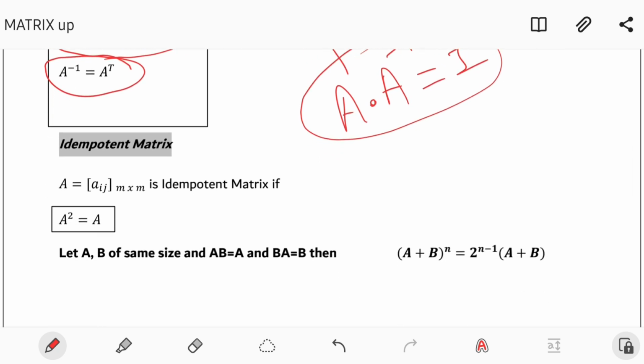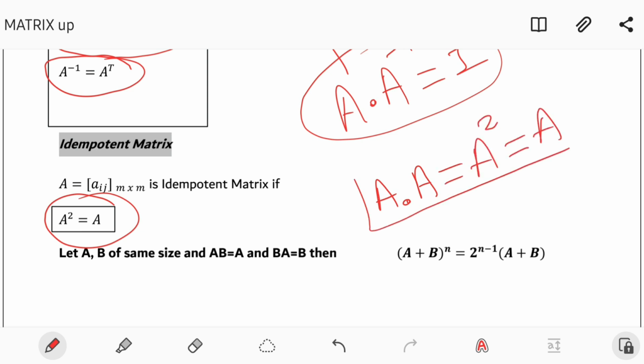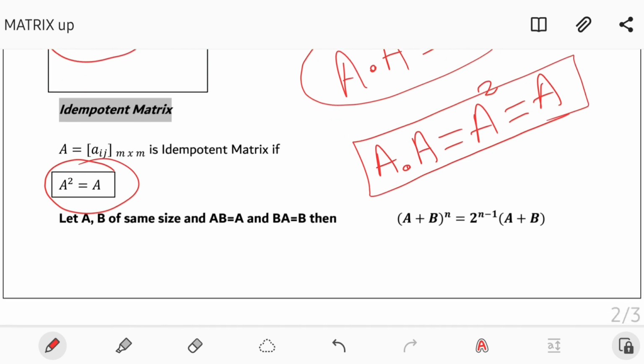The next matrix is the idempotent matrix, and there are a few questions asked in previous year GATE from the idempotent matrix itself. Here A square equals A. When you multiply matrix A with itself, you get A square, which equals A. In that case, you can say it is an idempotent matrix. Here is one very important statement you have to remember. Let A and B be of the same size, with AB equals A and BA equals B. These two are conditions. When they are fulfilled, you can write it like this.